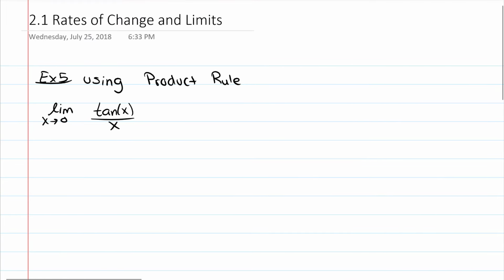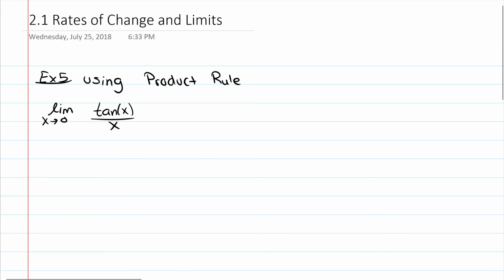Example 5. In this example, we're going to talk about how to take a function where the limit would not exist and use algebra to determine the limit. In this particular problem, we're going to use the product rule. So we want to determine the limit as x approaches 0 of tangent of x over x.